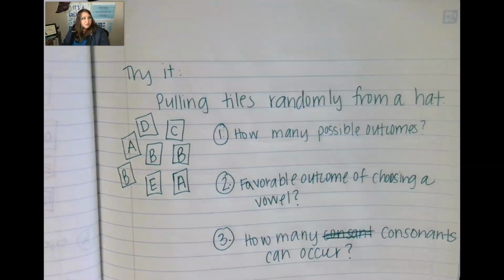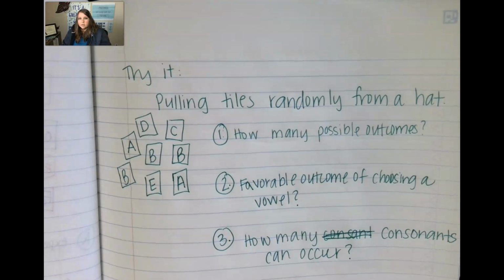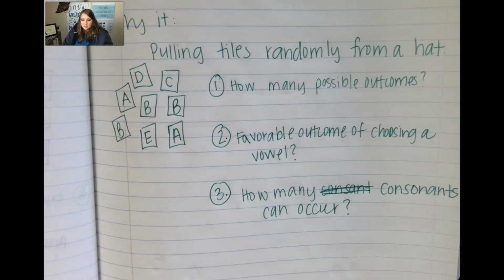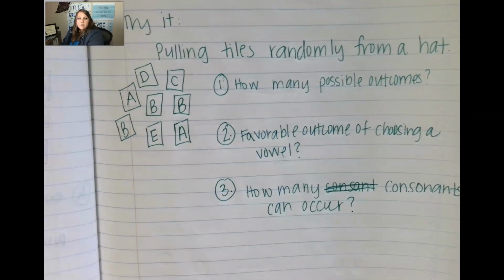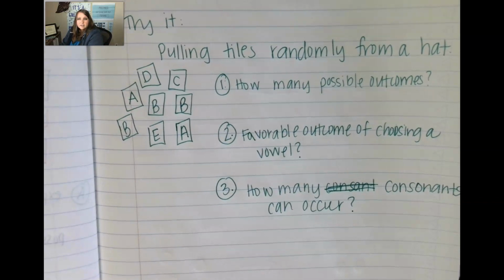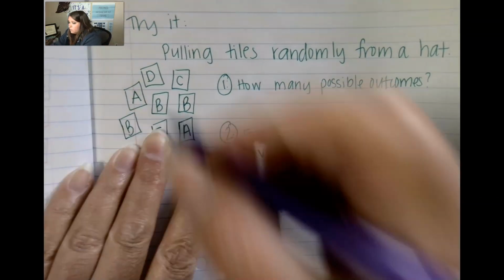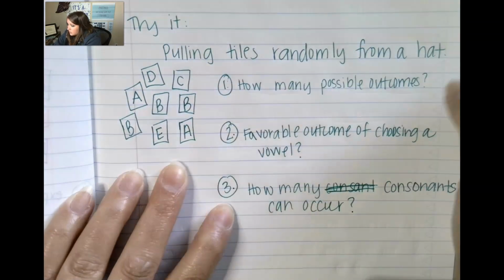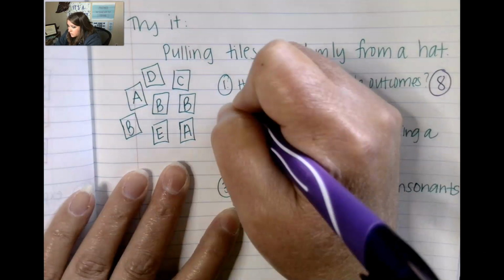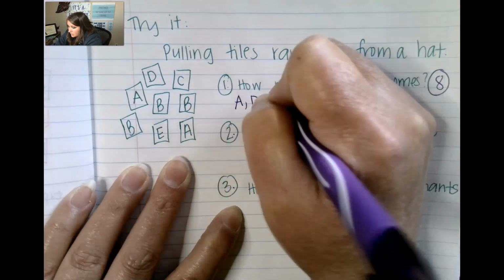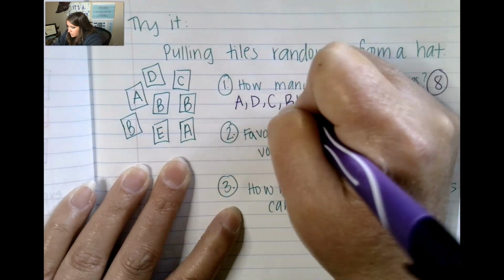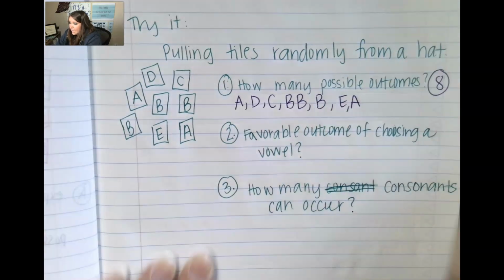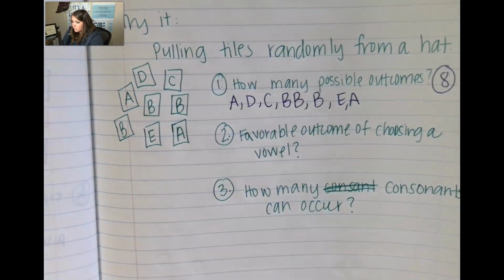Okay, it is your turn now. Go ahead and hit pause right now so you don't hear me solving. And then when you're ready, come on back and answer these questions, or check your level of understanding. So, how many possible outcomes do we have? We have 1, 2, 3, 4, 5, 6, 7, 8. So there are 8 possible outcomes because you could choose A, D, C, B, B, B, E, and A. Those are the possible outcomes.